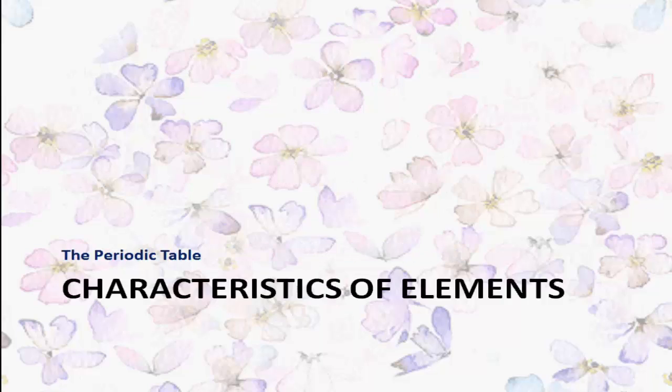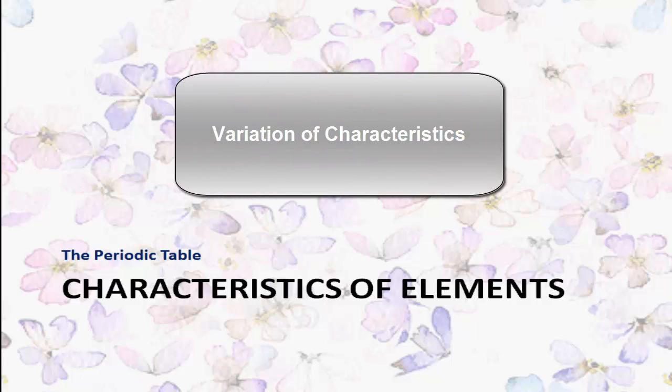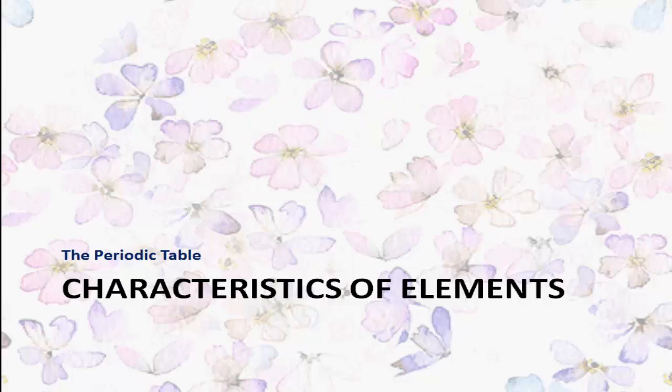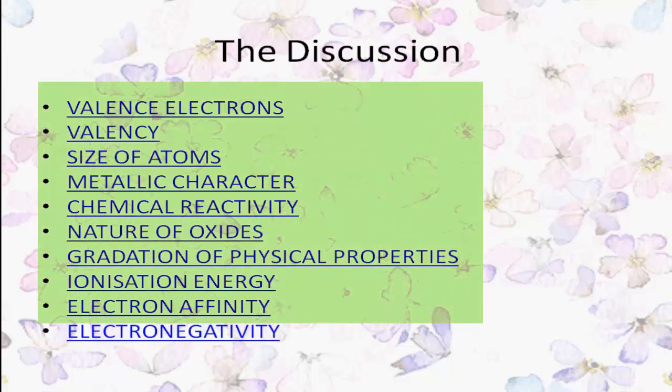Friends, in all the continuing sessions, we are discussing the characteristics of elements, where we are discussing the variation of these characteristics with respect to groups and periods in the modern periodic table. So far in the discussion, we have covered valence electrons, valency, size of atoms, metallic character, chemical reactivity, nature of oxides, gradation of physical properties, ionization energy, and electron affinity. If you want to refer to all these topics, please refer to the respective videos.